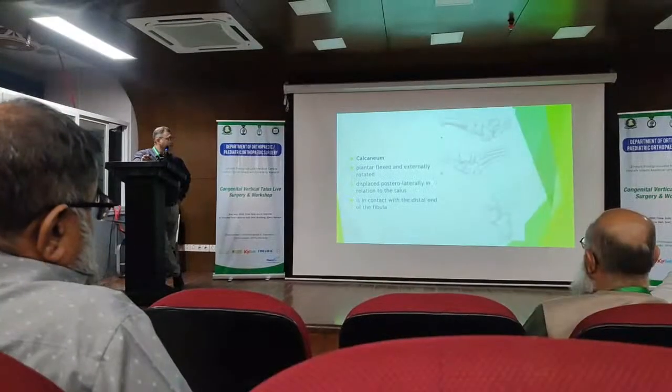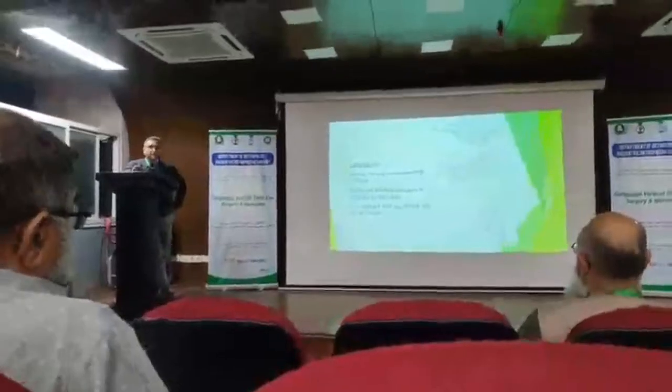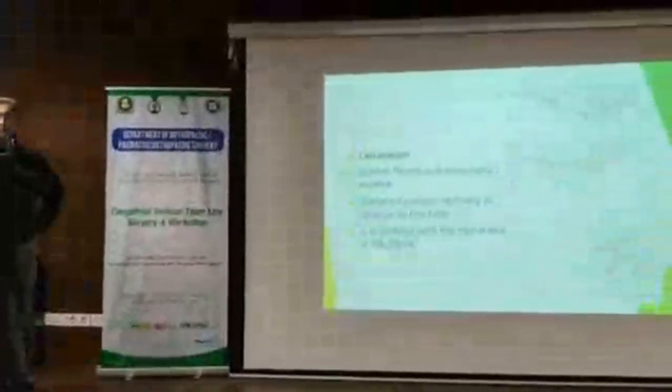is displaced dorsally, and so it is articulating only with the superior aspect of the neck of the talus. And the proximal articular surface is directed plantarwards in a vertical talus. The calcaneum is plantar flexed, and in some cases it is displaced posterolaterally or laterally, and it is in contact with the distal aspect of the fibula. It is so laterally deviated that it comes in contact with the lateral aspect of the fibula. And the calcaneocuboid joint is also subluxed, or it may be dislocated.